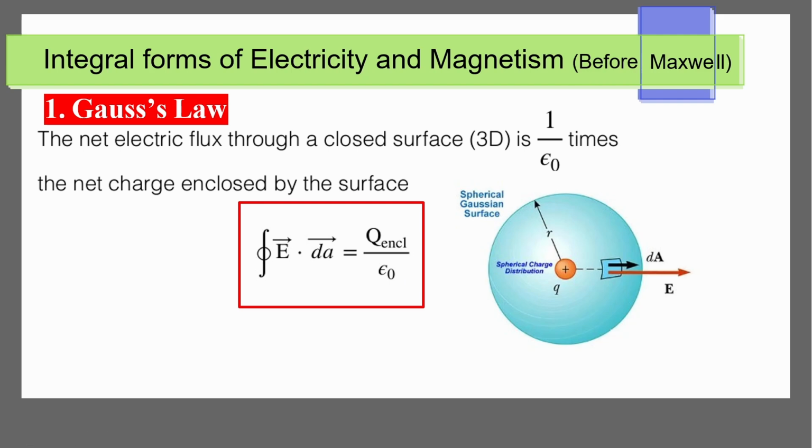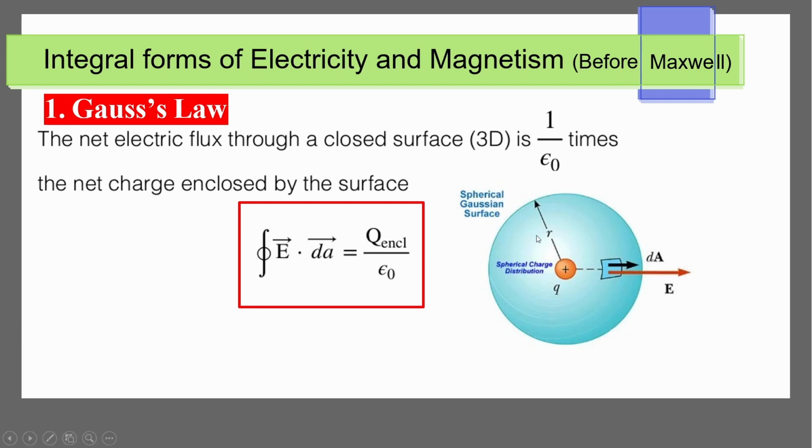Gauss's law tells us that the total electric flux that flows out of a surface is directly proportional to the charge inside the surface, which means that if there's no charge inside the surface, the total electric flux is zero, and if there is a charge inside, the flux depends only on the amount of charge and not on the shape of the surface or where the charge is located inside the surface.